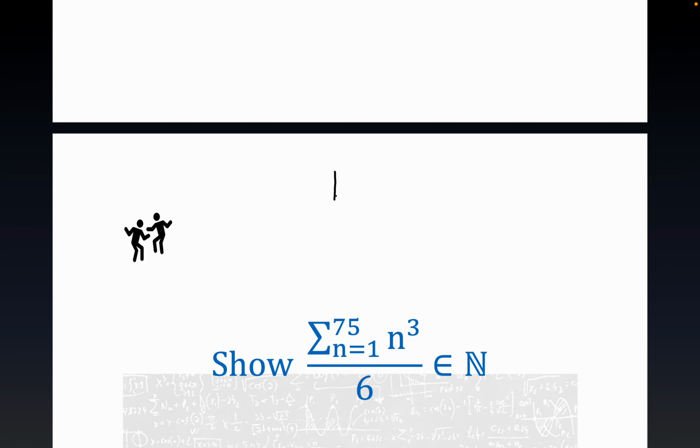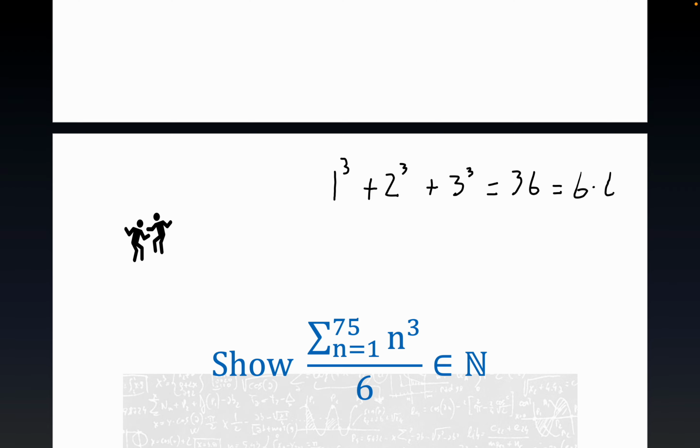This morning we're trying to show that the sum of the first 75 cubes is a multiple of 6. So let's just take a look at the first three as a sanity check. 1 cubed plus 2 cubed plus 3 cubed is equal to, 27 plus 8 is 35, 36, which of course is equal to 6 times 6. So it's certainly a multiple of 6.